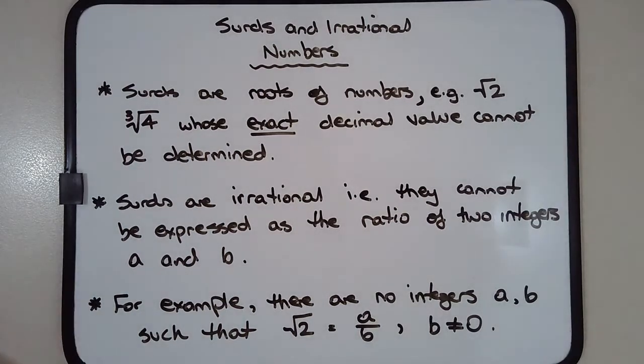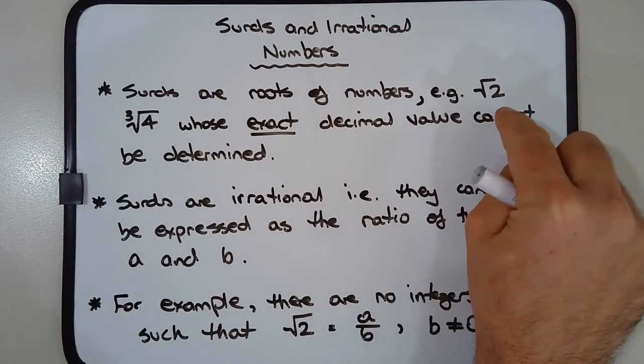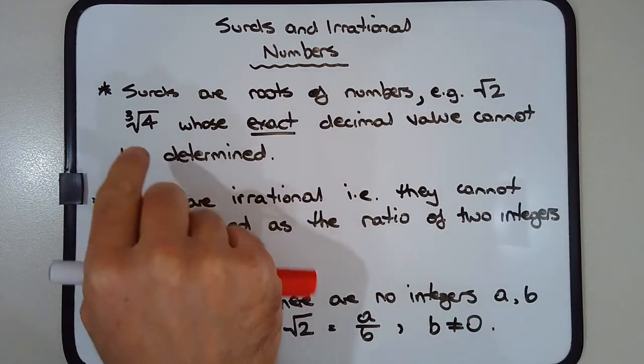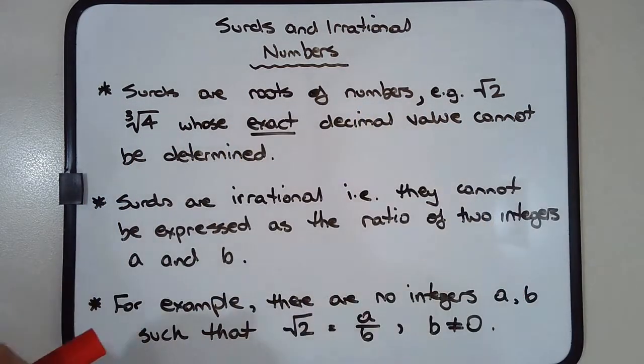We're going to talk about surds and irrational numbers in this video. When we mention the word surd, we think of things like, for example, square root of 2 or cube root of 4. So surds are what we call roots of numbers. Square root, cube root, fourth root, nth root, they're forms of surds.